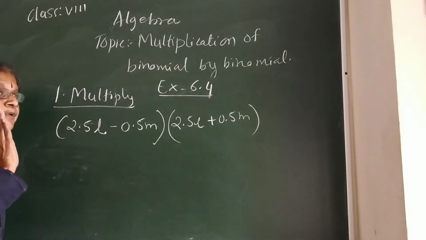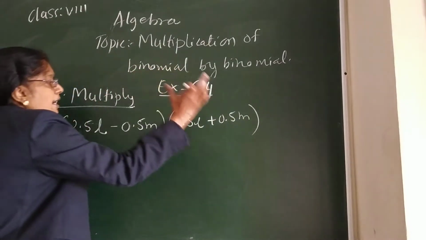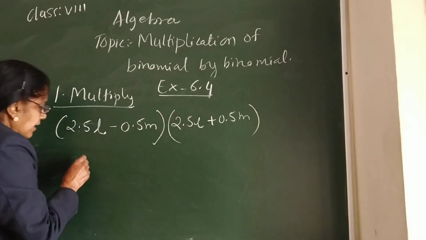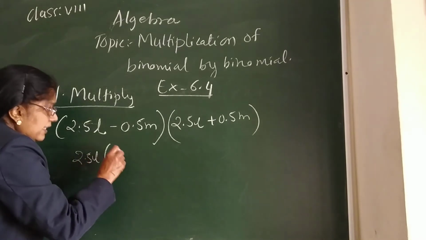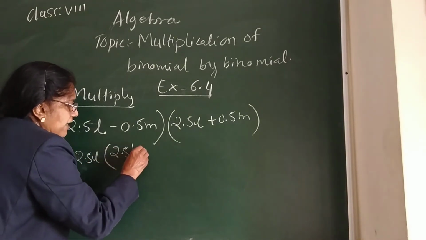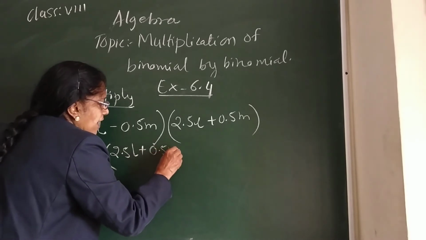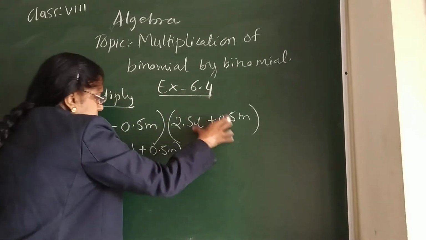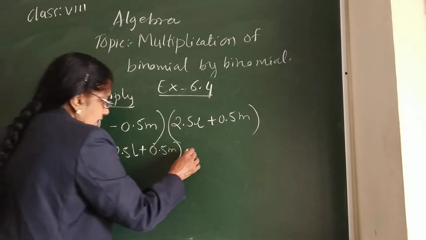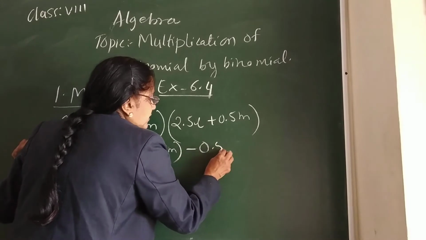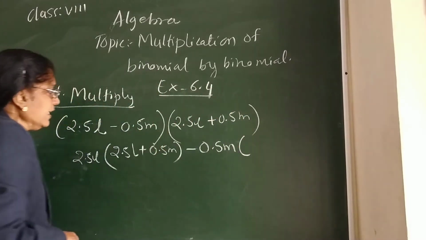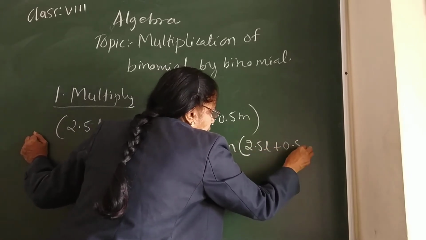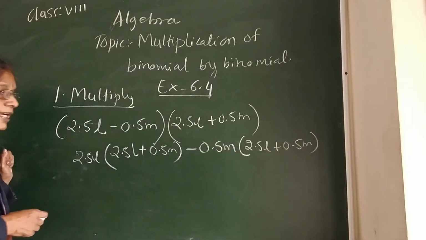Same method we have to adopt. Take the first term, multiply with the second binomial. Take the second term, multiply with the second binomial. So 2.5L in the bracket, 2.5L plus 0.5M. So first term, second binomial. Second term, second binomial. What sign is there? Minus. So put minus 0.5M in the bracket, 2.5L plus 0.5M.